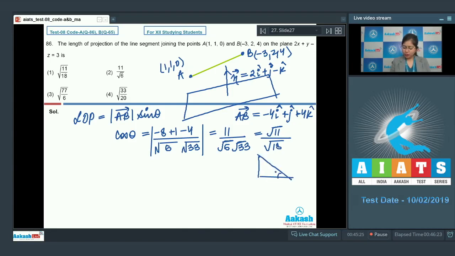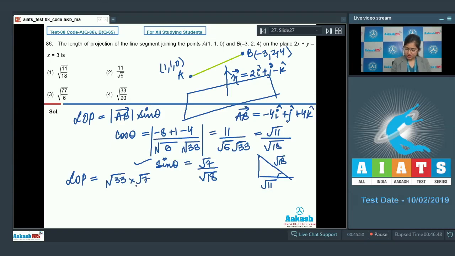Now, from the triangle rule, this is under root 11 and this is under root 18. Hence, sine theta will be equal to under root 7 upon under root 18. This is the value of sine theta. Hence, we can say that the length of projection is equal to mod of AB vector, that is under root of 33 into root 7 upon root 18, which is equal to root 77 upon root 6. Hence, the correct answer is option number 3.